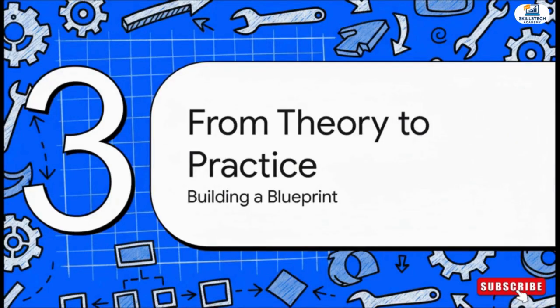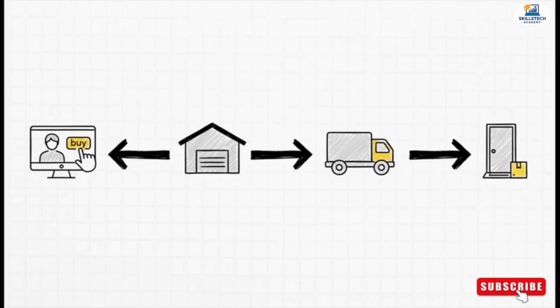Okay, so we've seen the tools, we know when to use them. Now for the fun part. Let's actually put this stuff into practice. We're going to move from theory to a real-world example and build a process model right from scratch. And we're going to use a scenario that I think we can all relate to, a customer placing an order online. We're going to map out that entire fulfillment process from the moment they click that buy button all the way to the package finally landing on their doorstep.